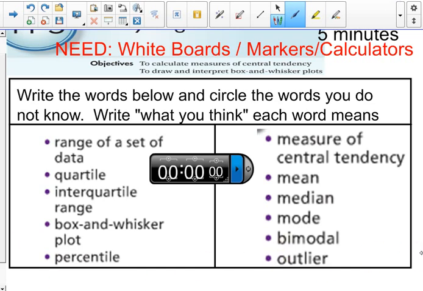There we go. Okay, so your bell work was to write these words and to circle the words that you don't know. All these terms are in our lesson today. I wanted you to write what you think they mean, and then as the lesson progresses or when you go home tonight, revisit these and correct if you need to or add to. So I ask you to leave a little space, and we've had a few minutes. So with that, I'm going to move on now.